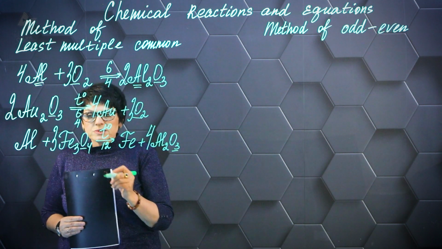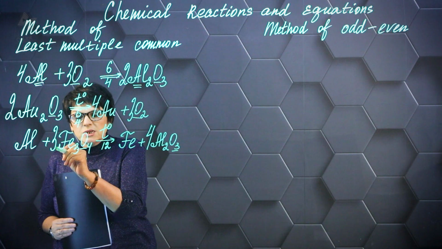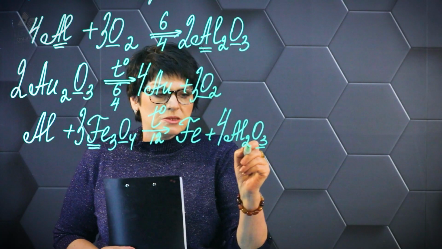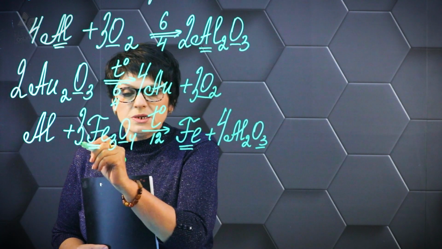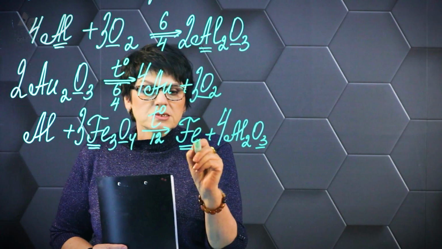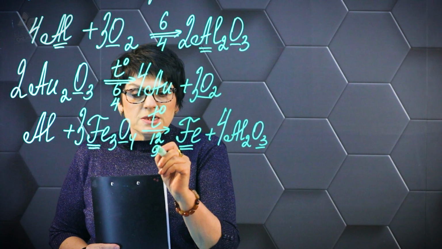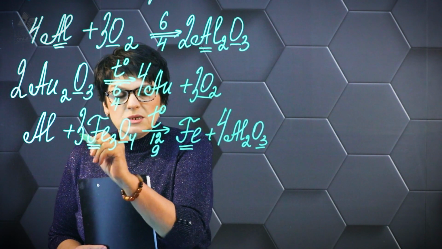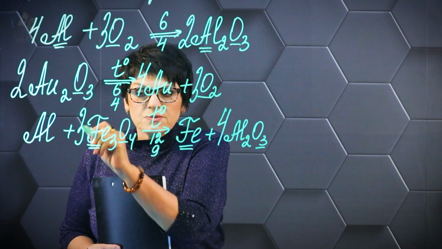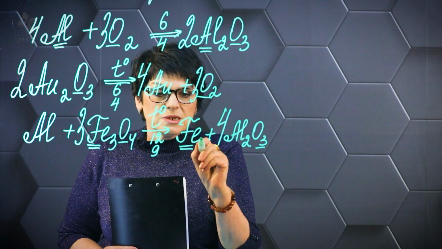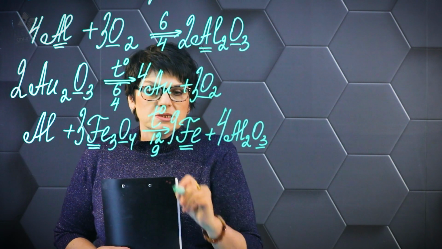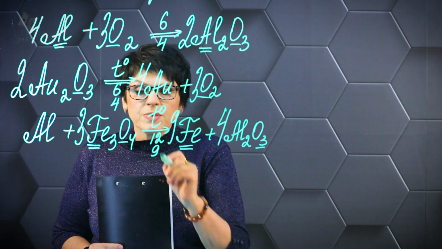Now we can proceed in any order. For instance, let's consider iron. We have a total of 9 units of iron on the left side and 1 on the right side. So the multiple for iron is 9. We divide 9 by 3 and get 3, so the coefficient stays. We divide 9 by 1, therefore the result is 9. We put 9 in front of the iron.